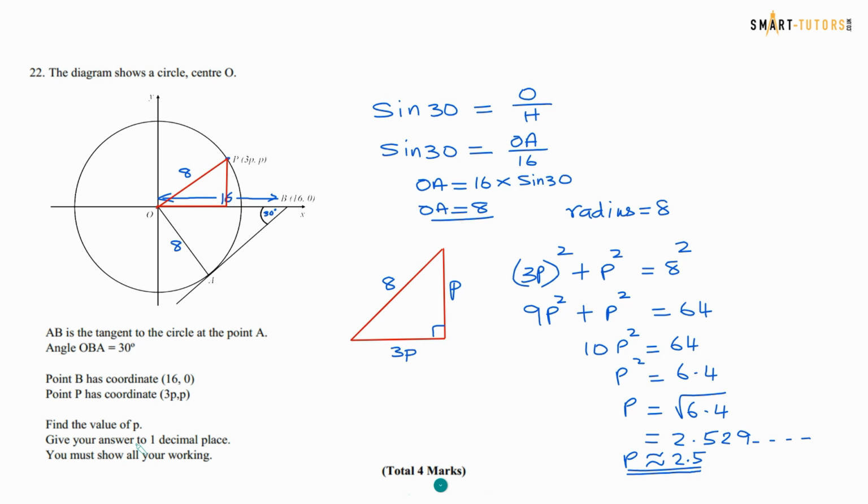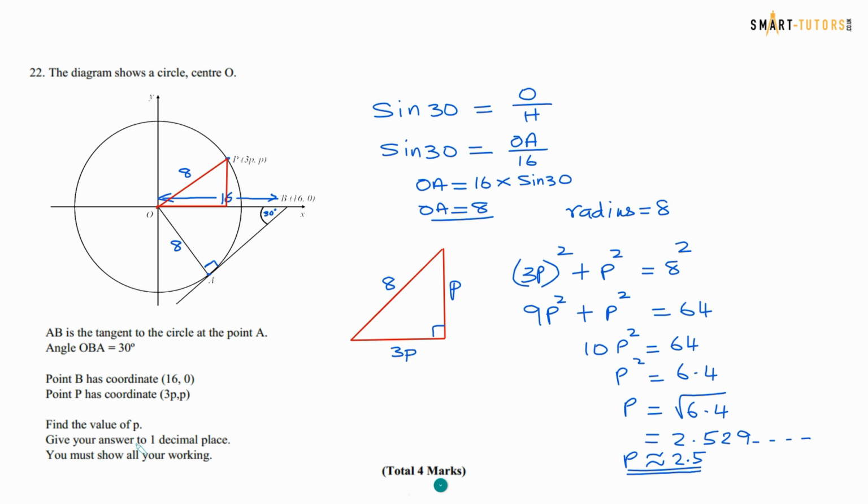Question number 22: the diagram shows a circle, center O, and AB is the tangent to the circle at the point A. So this is where the tangent is. So this is going to be 90 degrees and this is 30 degrees. So if it is a right angle triangle, you can use SOHCAHTOA. So sine 30 is opposite over hypotenuse. Hypotenuse is 16, meaning OA over 16. So you cross multiply, OA equals 16 times sine 30. So when you press the calculator, OA is 8.